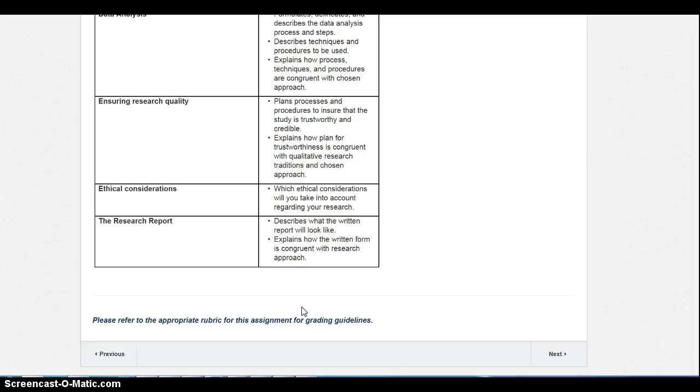Ethical considerations. So here we are also looking for you to be able to tell us exactly how you plan to deal with some ethical concerns. Finally, the research report. So describe what the written report would look like. Explain how the written form is congruent with the research approach. So it's important to be able to consider all of these pieces. They are all equally important. So my expectation is that you're going to be able to take what you've been working on and complete the report using what you have worked on.